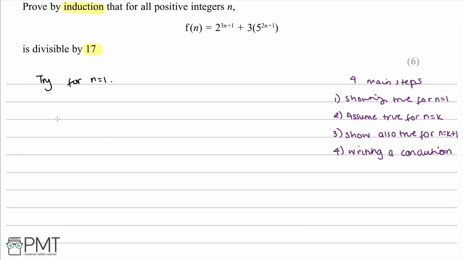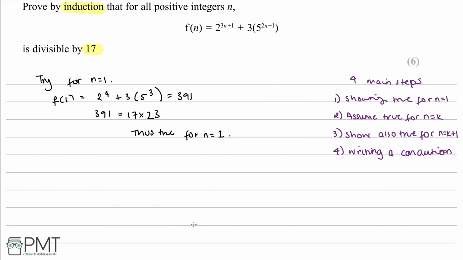Well, when n is equal to 1, then f of 1 is equal to 2 to the power of 3 times 1 plus 1, which is 2 to the power of 4, plus 3 times 5 to the power of 2 times 1 plus 1, which will be 3, so it'll be 5 to the power of 3. And once you plug this into your calculator, you get the value of 391. And 391 is equal to 17 times 23. And thus it's true for n is equal to 1.